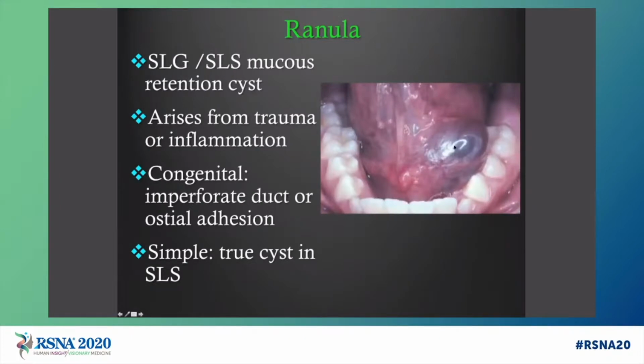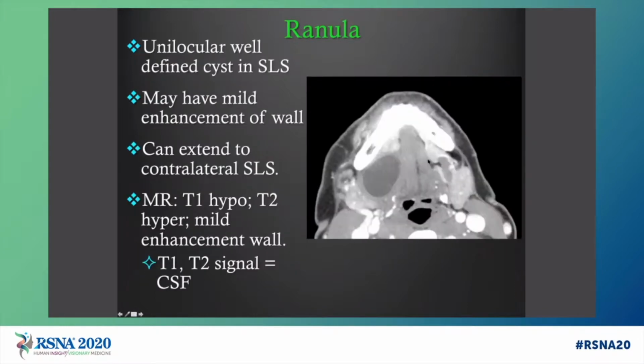In terms of pathologic processes that involve the sublingual space, commonly what we will see is the ranula, which is basically a mucus retention cyst arising from the sublingual gland and sitting within the sublingual space. As we see in this clinical photograph here, they tend to have this sort of bluish appearance. They typically arise secondary to trauma, or in the pediatric population, it's typically from an imperforate duct. These are true cysts arising in the sublingual space.